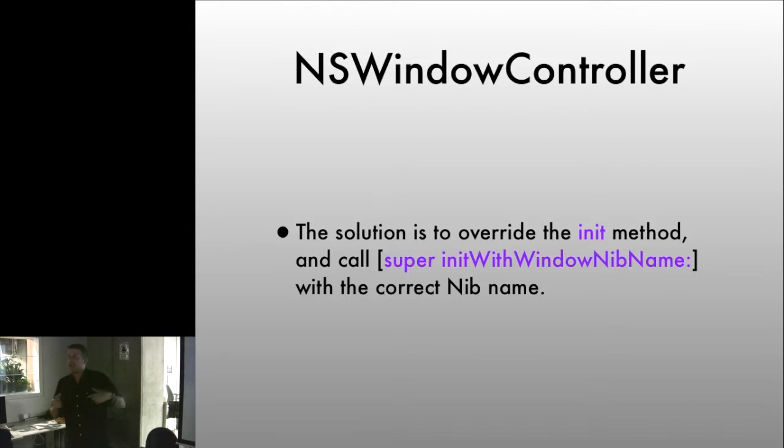Unfortunately, the association between the window's nib and the window controller's nib isn't necessarily one-to-one, and usually isn't one-to-one because you want to keep that separate. So the way to handle that is to override init in your subclass, and call the super window controller's initWithWindowNibName and give it the name that is associated with your user controls. That probably didn't help very much either. Practicing with this is the easiest way to understand it.